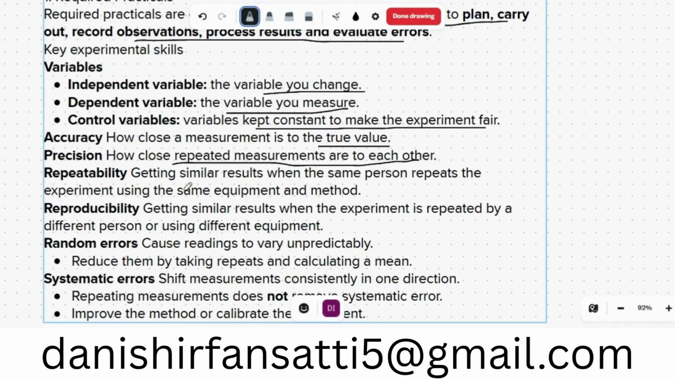Okay. Repeatability is getting similar results when the same person repeats the experiment using the same equipment and method. Reproducibility is getting similar results when the experiment is repeated by a different person or using different equipment.